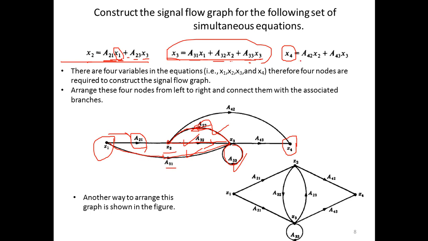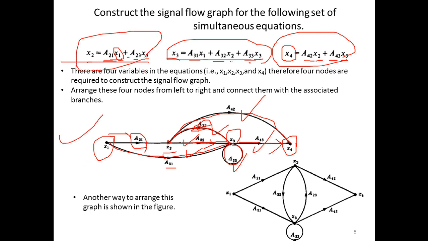Similarly, x4 is nothing but a42 multiplied with x2. So when x2 is multiplied with this a42, you get this x4. So this one line, and again a43 multiplied with x3. So x3 should be multiplied with this a43, and it should be given to the input of x4. So this is the total representation, and these two lines were drawn as a result of this equation. So using these three equations, we have drawn a signal flow graph. This is your complete signal flow graph.